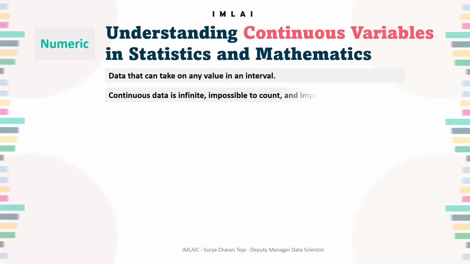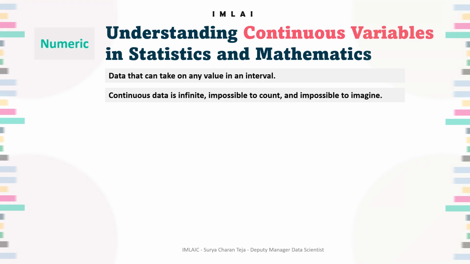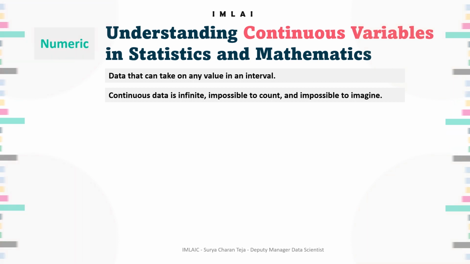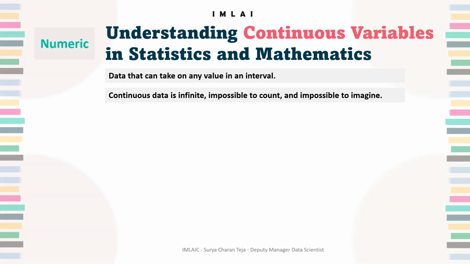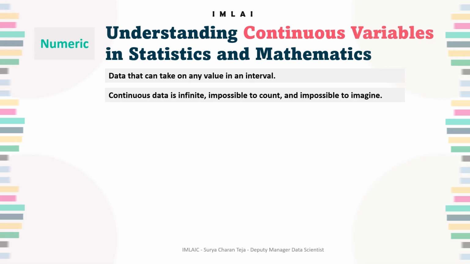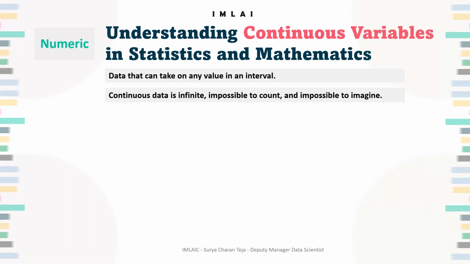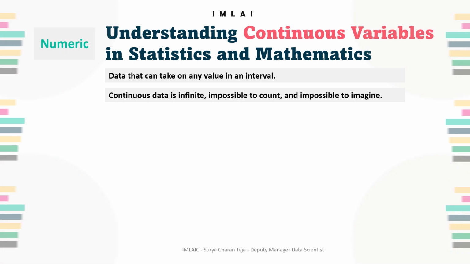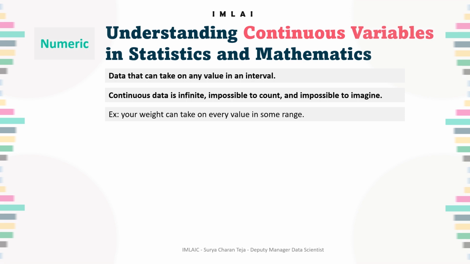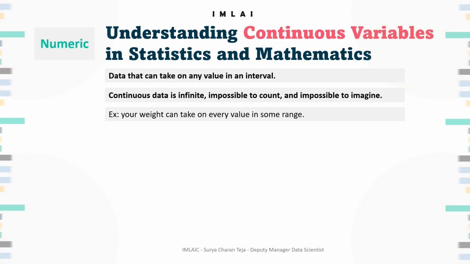Just to continue the same one, the continuous data is infinite, impossible to count, and impossible to imagine. Let's take 2 to 10 or maybe 5 to 10. So how many fractions we can make between 5 to 10? Just imagine. I will leave it to your imagination. So that's why these are called continuous variables. So let's take an example. For instance, your weight can take on every value in some range. Yes or no? Not sure?